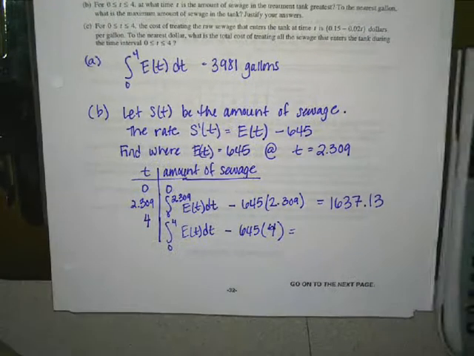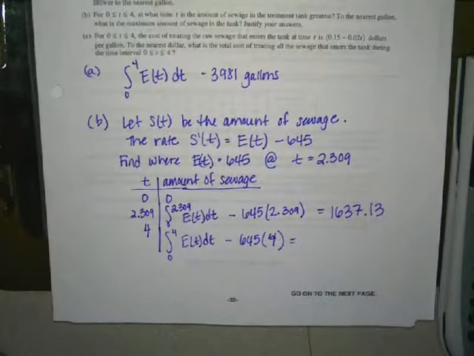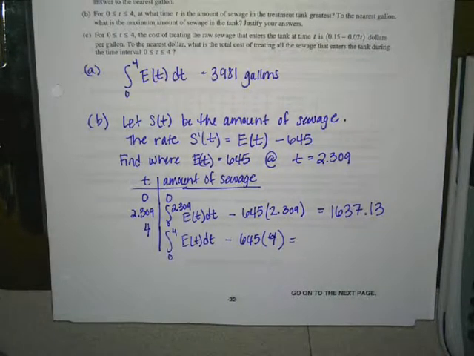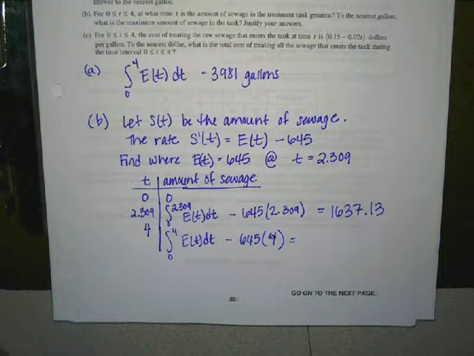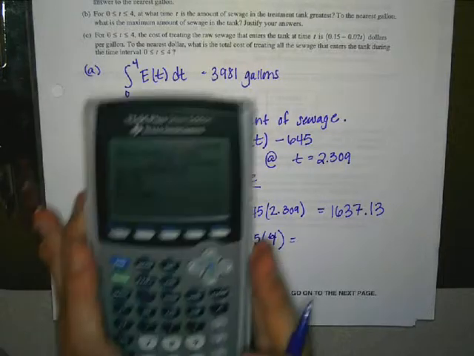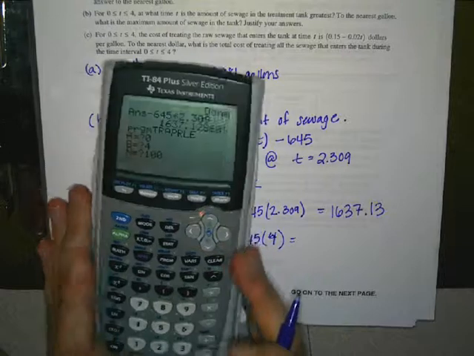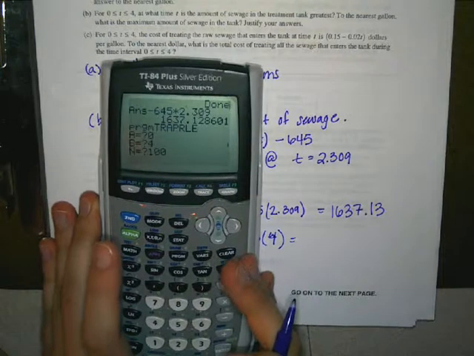Alright, so for 4, we're going to accumulate value from 0 to 4, and then subtract what was taken out to get the amount. I got 16%. Oh, I messed up because I have negative numbers. Change that again. So these are floating points.